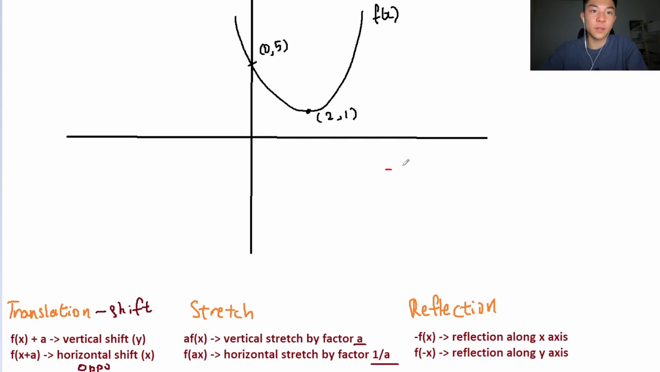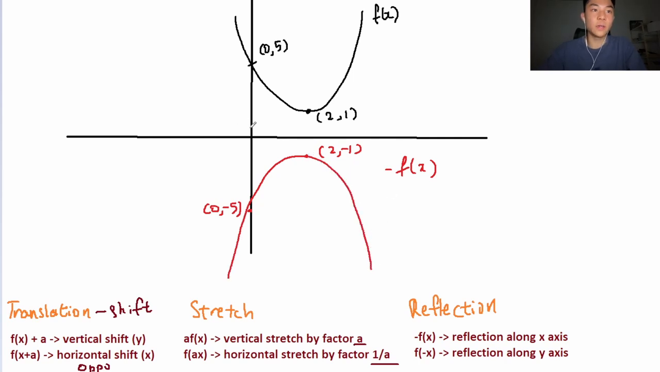So now our final one, reflection. So let's say I have negative f of x. So again, when we have a negative outside, right, we apply a number outside of the bracket. It's related to the y coordinate. So it's the same concept as stretching. We're going to multiply our y coordinate by negative 1. So my (2, 1) becomes (2, -1), and my (0, 5) becomes (0, -5). So a new graph will look something like this.